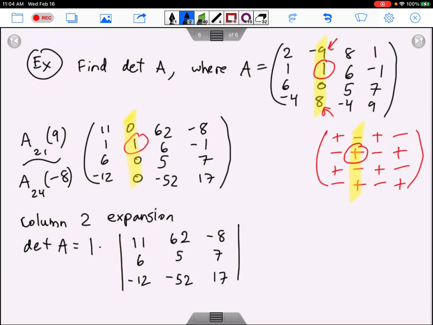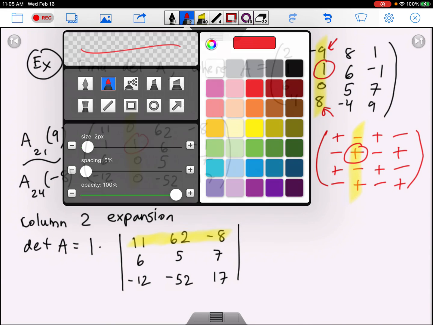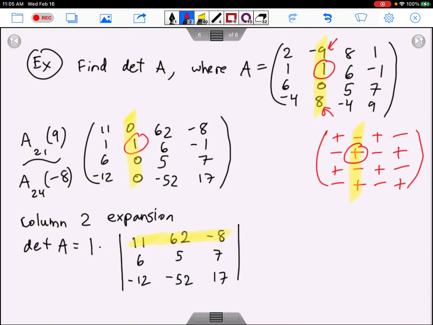Now, sadly, there are no zeros here, so this is going to be kind of a pain. It doesn't really matter which row we choose to expand on at this point, but I'm just going to go ahead and do row 1. When it doesn't matter, I like to keep it simple and go with the first row. Remember, this is the chart we need, and I'm only going to do the first row of the chart because that's the only important one.